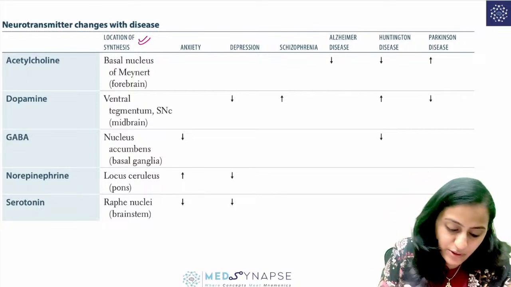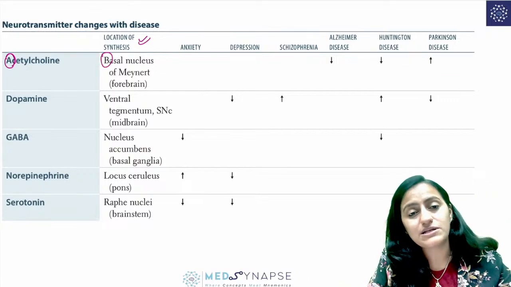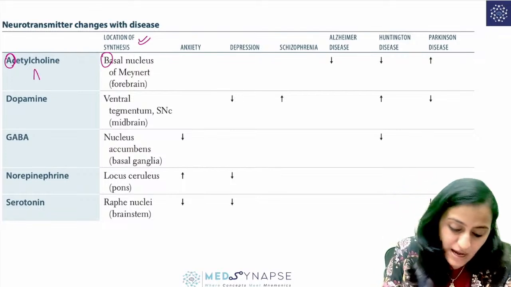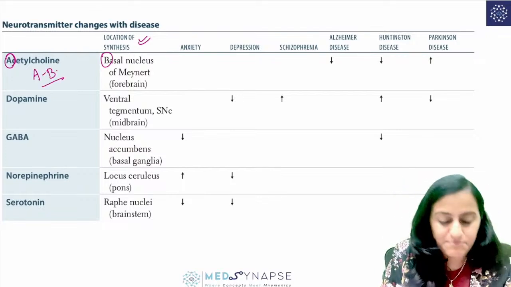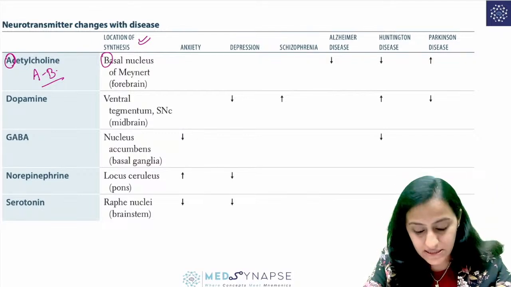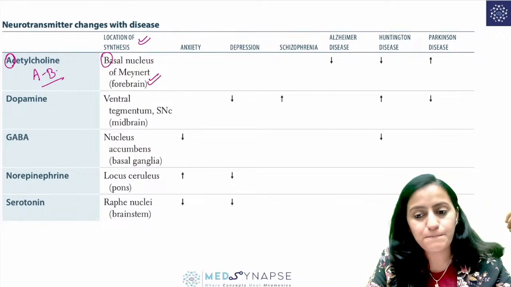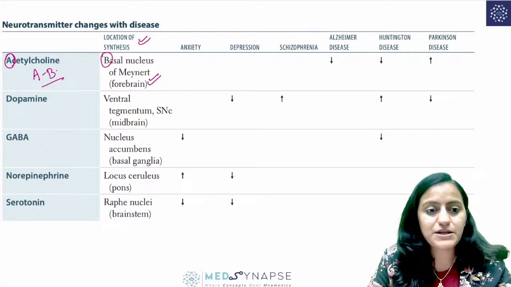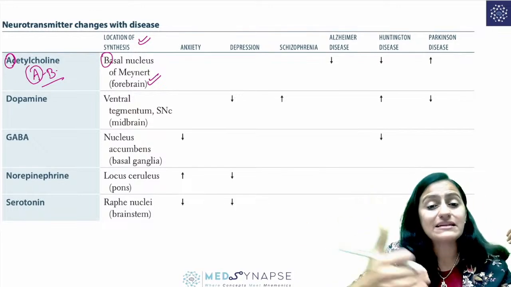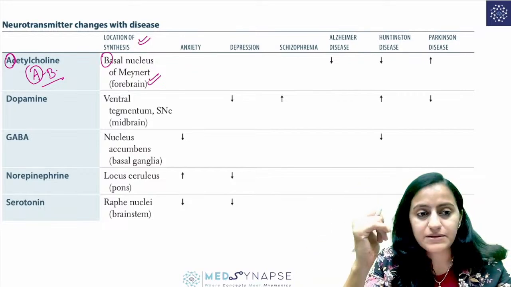So location for acetylcholine, remember it is the basal nucleus of Meynert. This has been asked in your exam previously. So how do you remember? A ke baad aata hai B. Remember, acetylcholine is the basal nucleus of Meynert, and this is basically in the forebrain. Okay, the basal complex in the forebrain. That is where you have acetylcholine. Remember, the alphabet A comes in the front, in the forefront. So acetylcholine is in the forebrain.